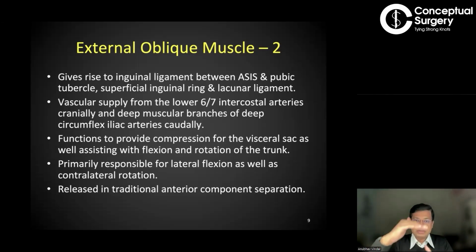Because it is a laterally placed muscle, unlike the rectus, which was present in the center and when it contracted caused flexion, this is present laterally. So when the lateral muscle of one side contracts, it will cause flexion of the spine onto that side. And one external oblique and one internal oblique of the opposite side, when they contract synergistically, will stabilize the trunk.